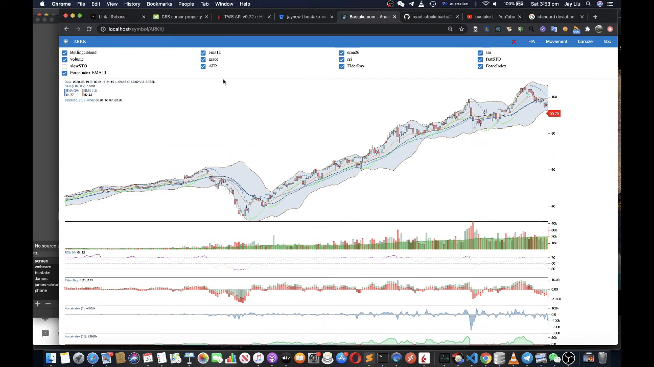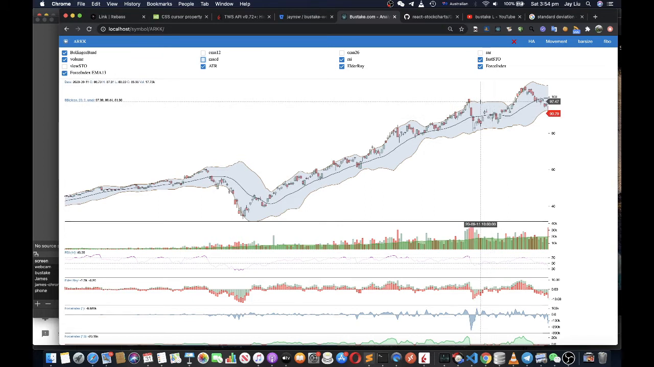This band is a Bollinger Band. Let's have a look. Make it easy to see. We remove MACD and SAR and what's the other things? What's others?